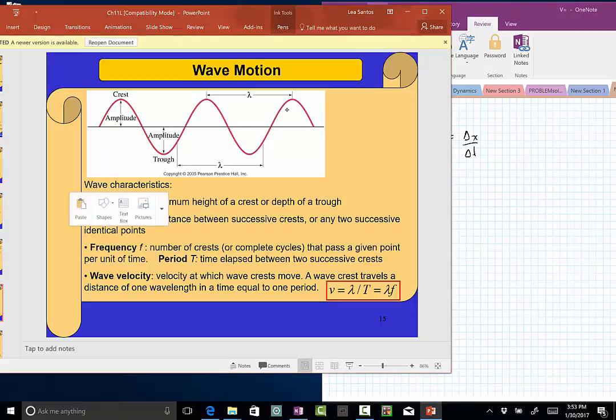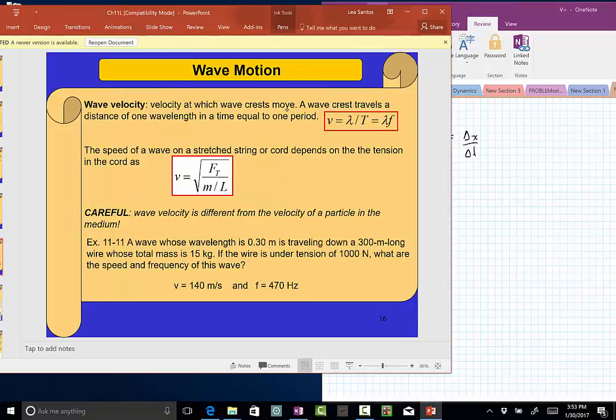All right, let's continue. What we are going to do now is we are going to solve a problem, but let's use this equation that we have, that the velocity is the wavelength divided by the period. We can also write that this velocity is the wavelength multiplied by the frequency. 1 over period is the frequency.